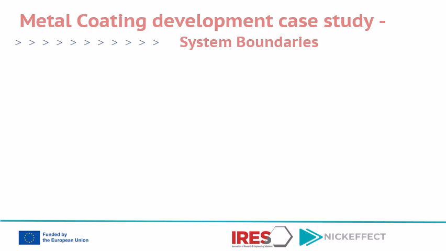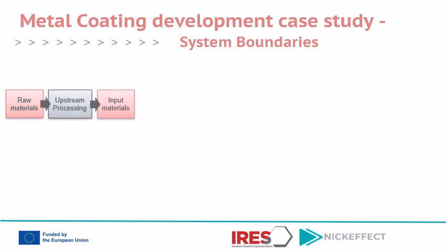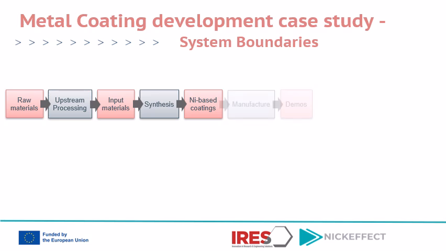I will now discuss the system boundaries. Starting from the raw materials, this is a life cycle assessment, so typically we would start from the raw materials used for a certain product. These raw materials are used in a certain upstream process, which results in the creation of the input materials, so the chemicals used by the project partners to develop the nickel-based coatings. Then the partners within the project perform the synthesis of the coatings, resulting in the formation of the final coating. This undergoes a certain manufacturing process in order to create the demonstrator.